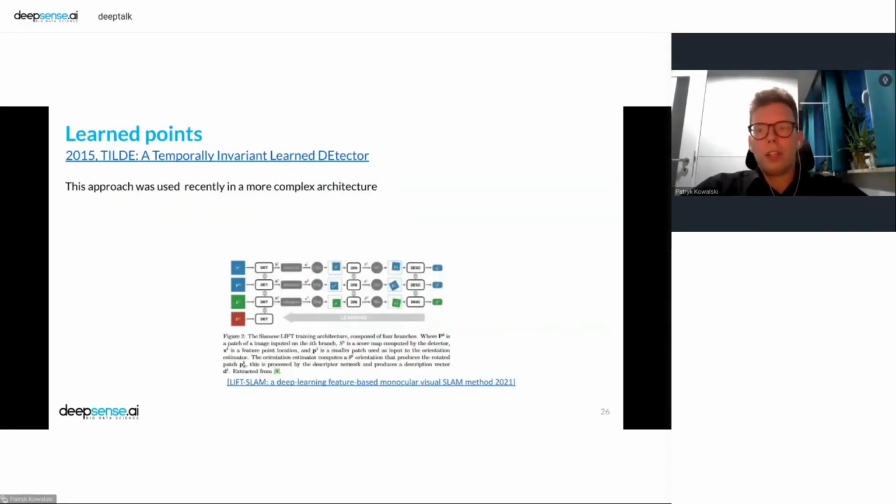And the TILDE detector was used in 2021 in a more complex architecture, a 4-branch Siamese network. One piece of this network is the detector, the first one. So this detector is actually the TILDE detector. And if you remember that SIFT is used in the TILDE detector and TILDE is used in this newer detector, then we can see that we get a nice build-up of ideas. Even in the most recent architectures, all the ideas are still being used.